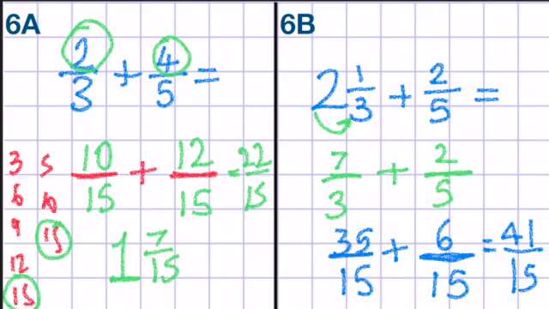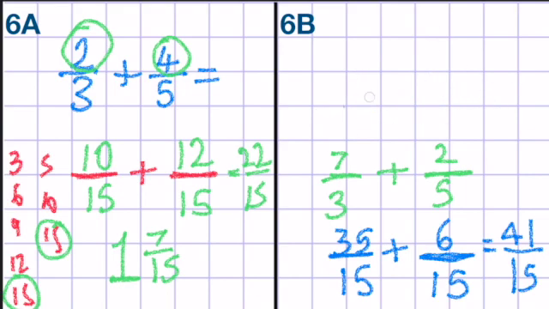41 15ths. Now we've almost got 3 wholes because 45 is 15 times 3, but it's not quite. Therefore, we've got 2 wholes. Let us make a space up here. This is if we're writing in a mixed number. 2 wholes because 15 times 2 is 30. So that's 2 wholes. 41 take away 30 is 11. So it's 11 15ths.